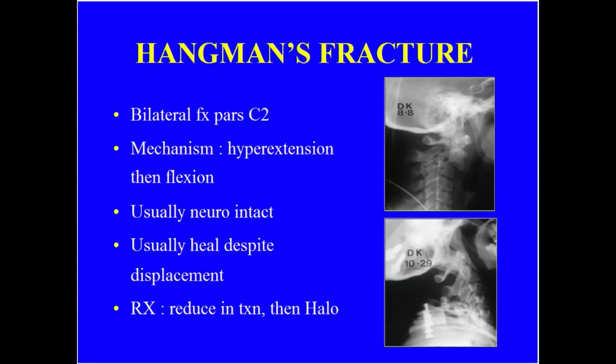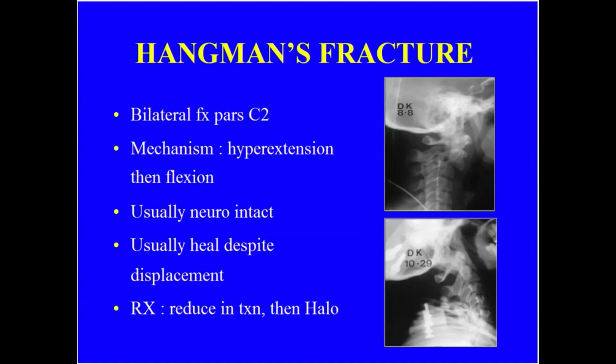And the flexion injury tears the posterior longitudinal ligament, tears through the disc space, and allows for the subluxation of C2 on C3. Most of these patients come in neurologically intact, obviously because if they came in neurologically impaired, they'd already be dead. And most of these will heal despite displacement, and it is the rare hangman's fracture that you should operate on.